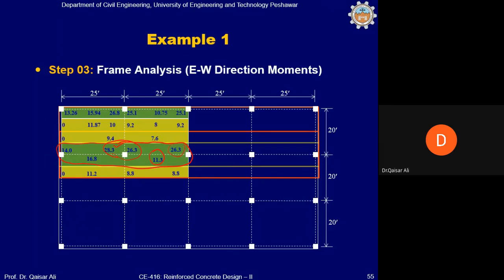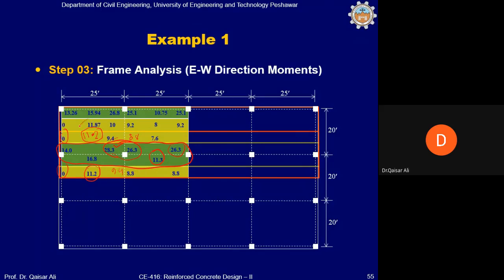Coming to the middle strip for the interior frame, we have 11.2 foot kip here, 0, 0. First of all, 0, 0 negative, and then 11.2. 11.2 is also here, on the other side of this column strip within the interior frame. But for the purpose of clarity, we have not written these values. Similarly, 9.4 is also here, and 8.8 is also here.